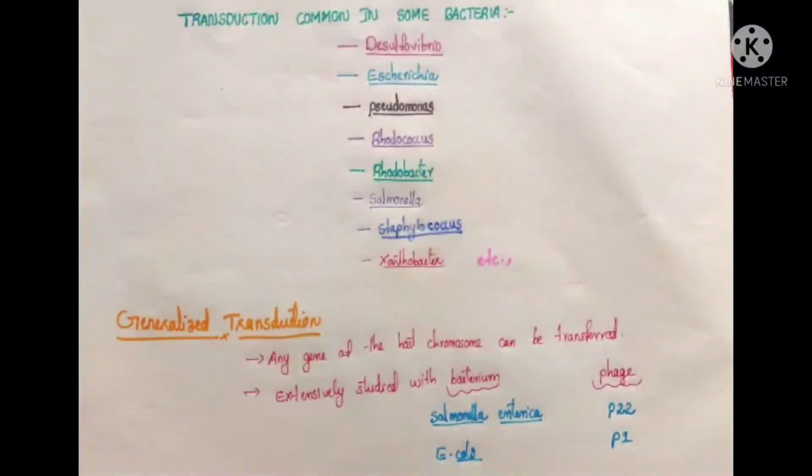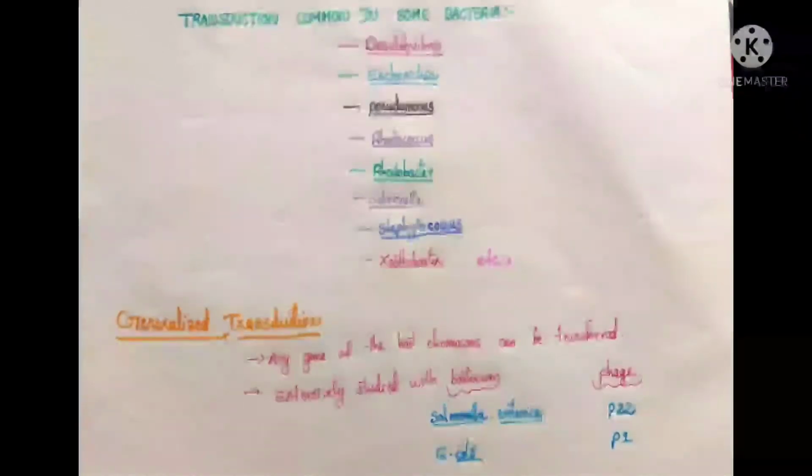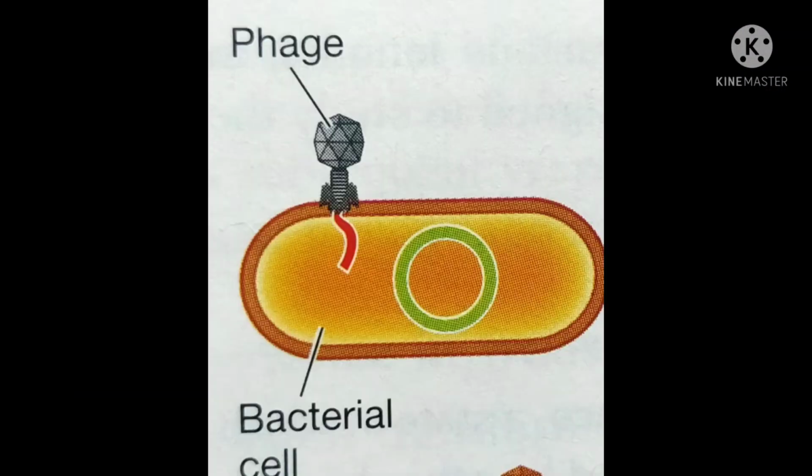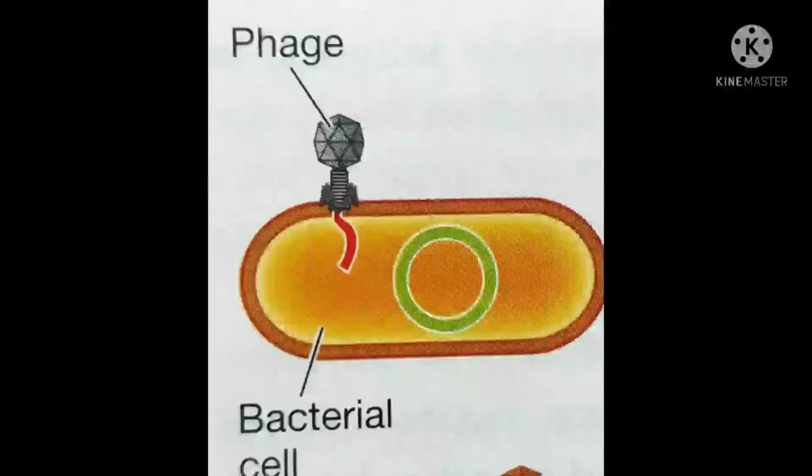Generalized transduction is extensively studied using two bacterium and phage pairs. For example, Salmonella enterica with the phage P22. Similarly, E. coli is another extensively studied bacterium for generalized transduction, with the phage P1. Let us study the generalized transduction process step by step. This is the first step of the process.